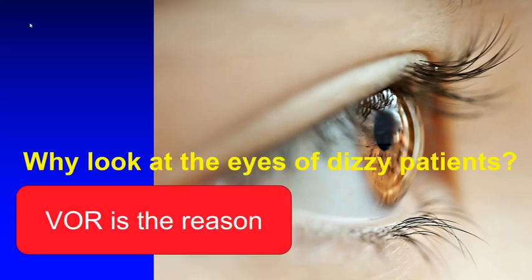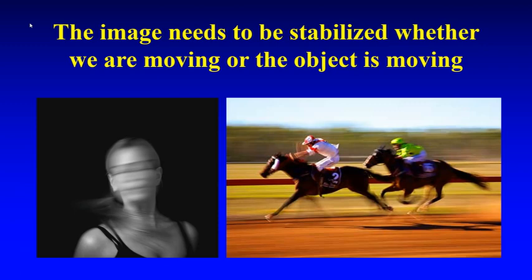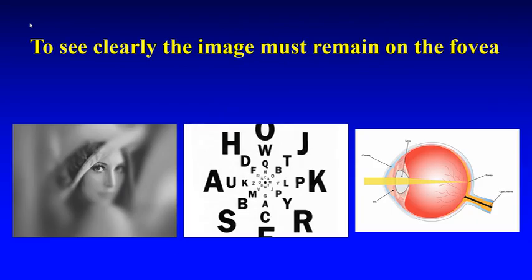Why look at the eyes of dizzy patients? The reason is the evaluation of the vestibulo-ocular reflex. The image that you see needs to be stabilized whether you are moving or the object is moving. We need to see clearly, so the image must remain on the fovea.